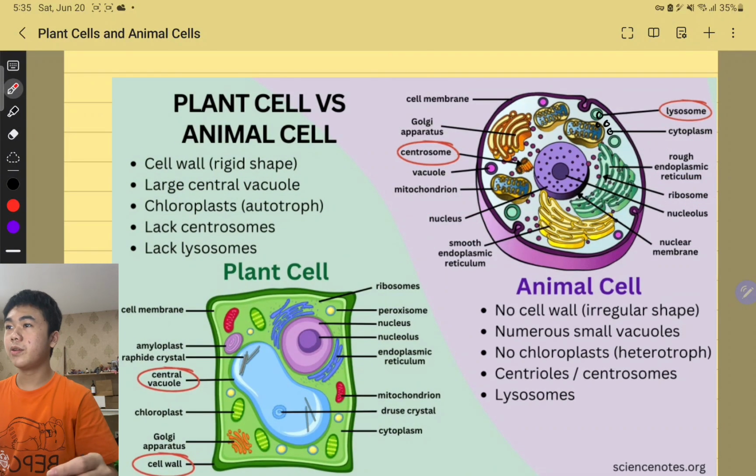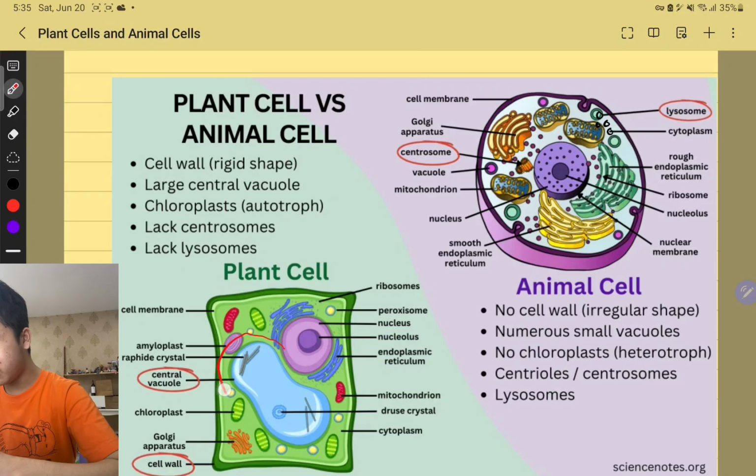Alright, moving on to small vacuoles. These are the organelles that store water, nutrients, and waste materials. Unlike plant cells, animal cells usually have several small vacuoles rather than one large central vacuole. In plant cells, we can see this in this blue thing. It's big, it's in the center, and it's a vacuole. It's permanent. It doesn't go out of the cell.